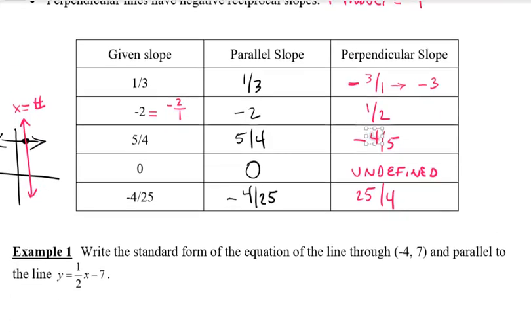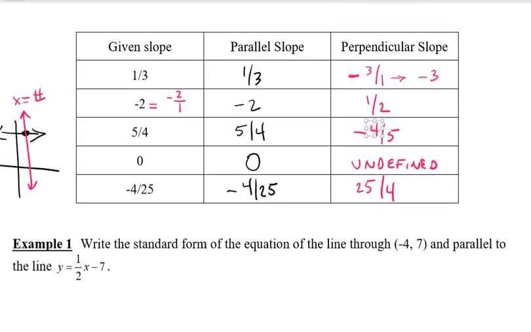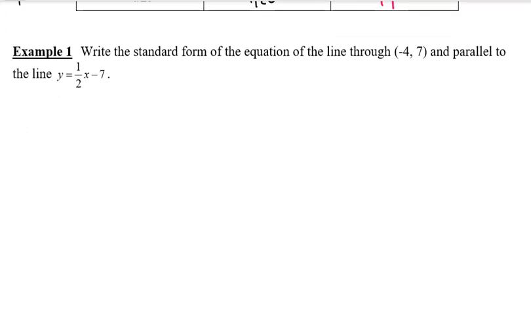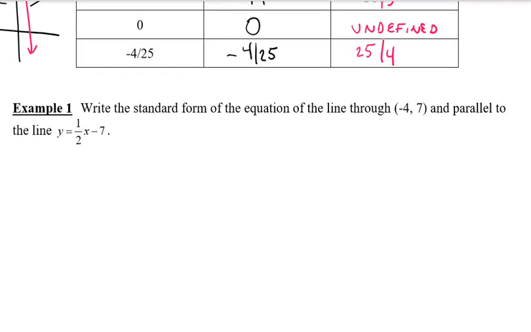Now, we kind of reviewed a little bit of what given slopes and parallel and perpendicular slopes would all be like numerically. So let's check out example number one here, shall we? I think we shall. So let's take a look. We've got: write the standard form equation through the point negative 4, 7 and parallel to the line y equals 1 half x minus 7. So this is where we have to do some analysis here.